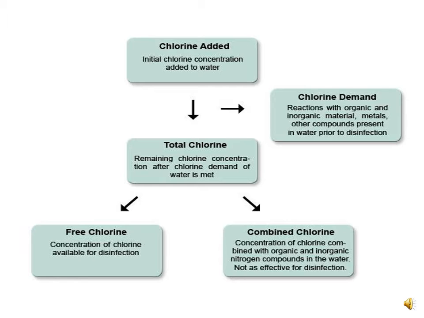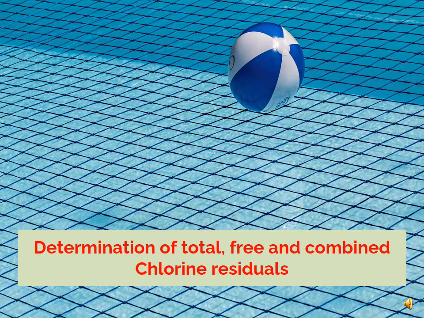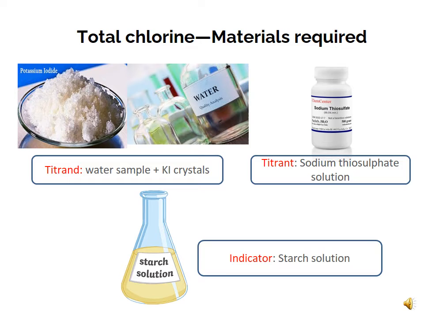In the total chlorine concentration, there are two concentrations: free chlorine concentration and the combined chlorine concentration. Free chlorine concentration is the concentration of chlorine which is freely available for the disinfection, and the combined chlorine concentration is the concentration of chlorine which is combined with organic or inorganic compounds in the water. So the first application is the determination of total, free and combined chlorine. These are all determined by the redox titration.